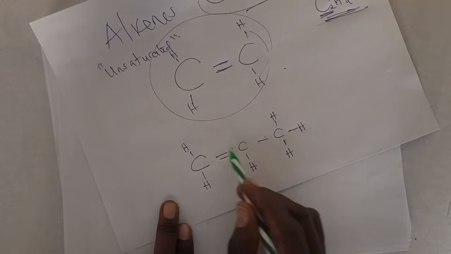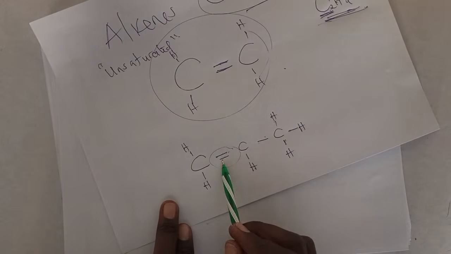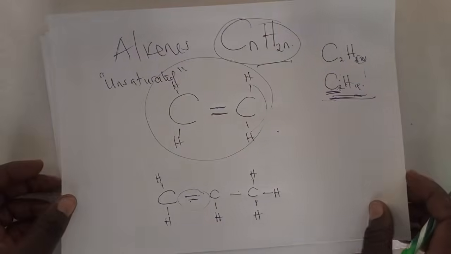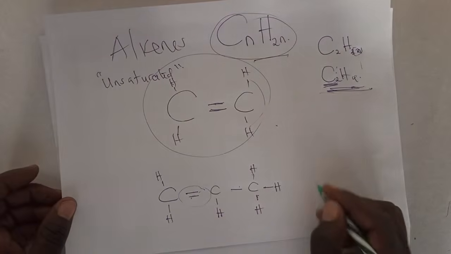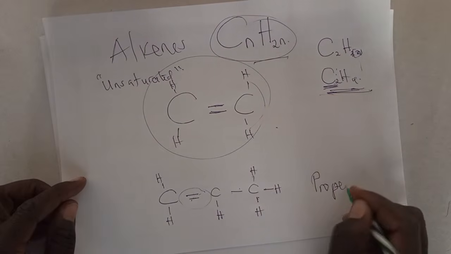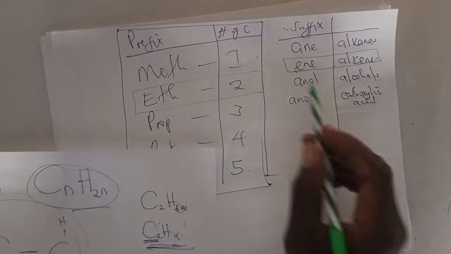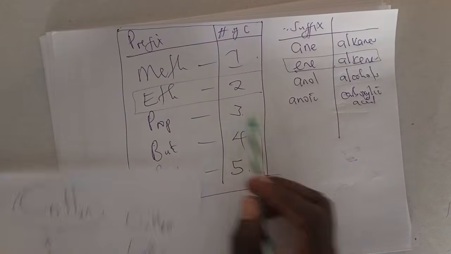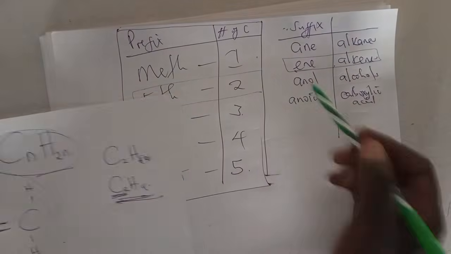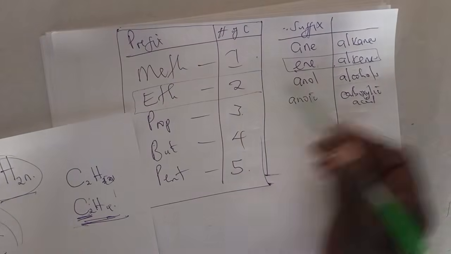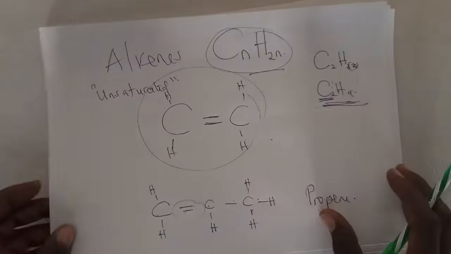Because of this, it is unsaturated. You break this, then it has the maximum number of hydrogen atoms that are supposed to be bonded to it. So this is called propene because you have 1, 2, 3. Remember, 3 is 3 carbon atoms, and that is propene. This one is the suffix. When you combine these two, propene, it tells you that the number of carbon atoms is 3, and the family to which it belongs is alkenes.